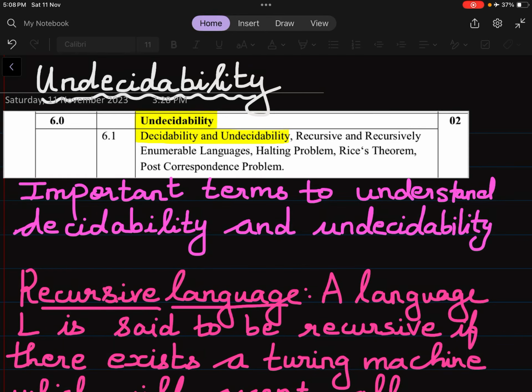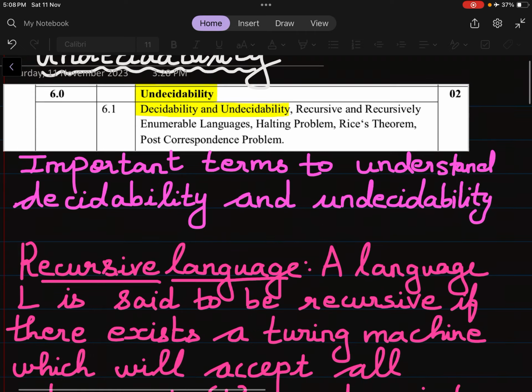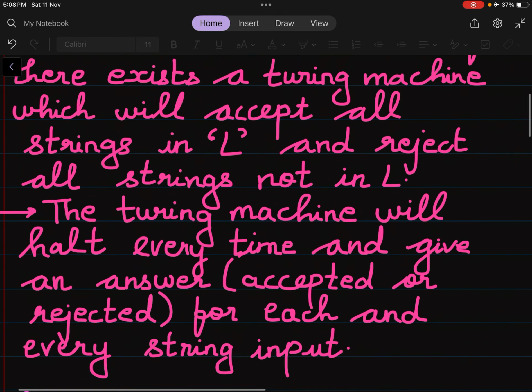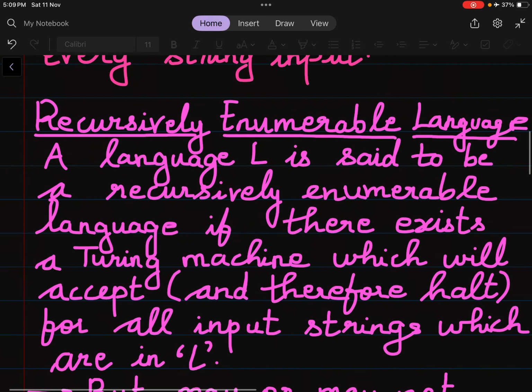So module number 6, Undecidability, part 1, Decidability and Undecidability. To understand the terms decidability and undecidability, we need to know about recursive languages and recursively enumerable languages.